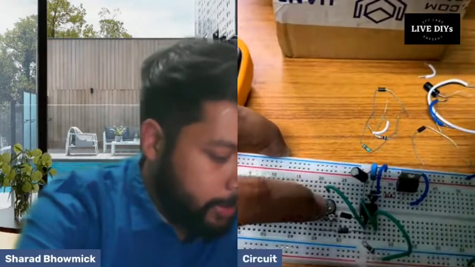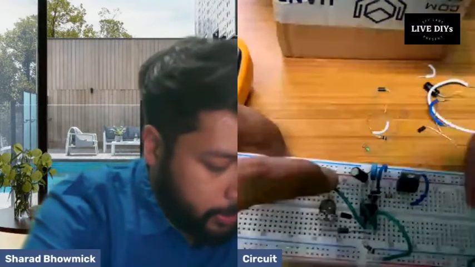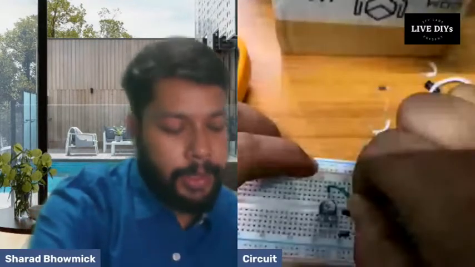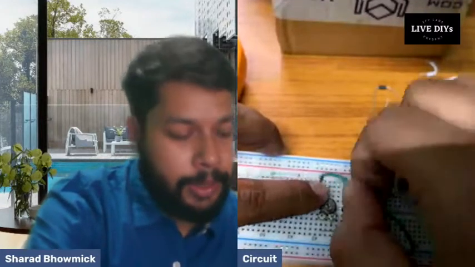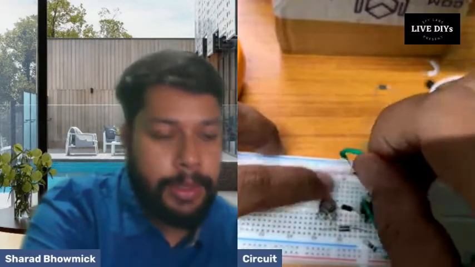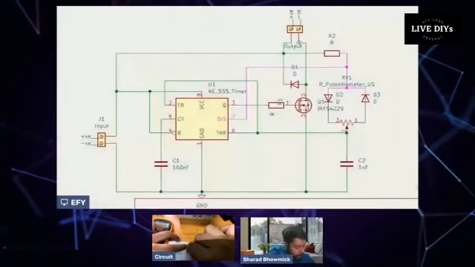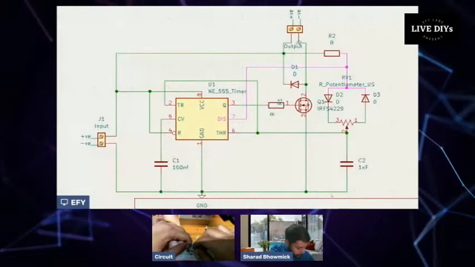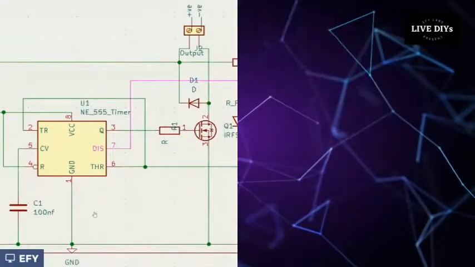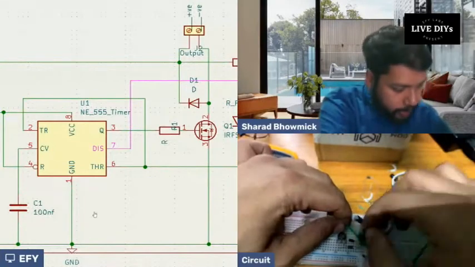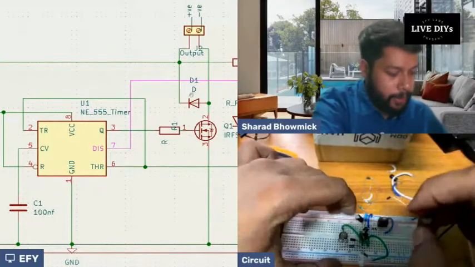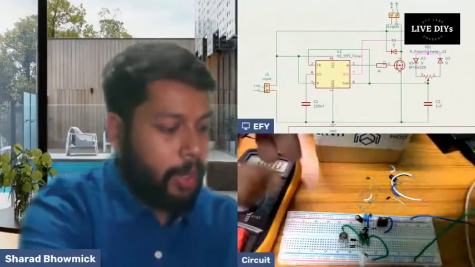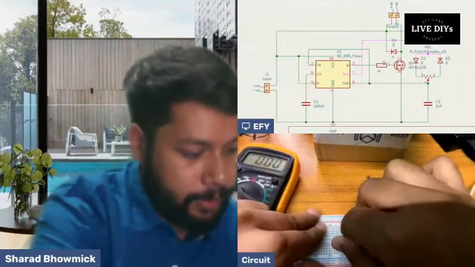And the output is fed to... Okay, this is something I did wrong. The output of this should be going to pin 2 and 6. So this should have been connected to pin 2 and 6. That's where I made the mistake. It should be connected here. And pin 7 is connected fine. Pin 8 is connected fine. So now it should work, I guess.